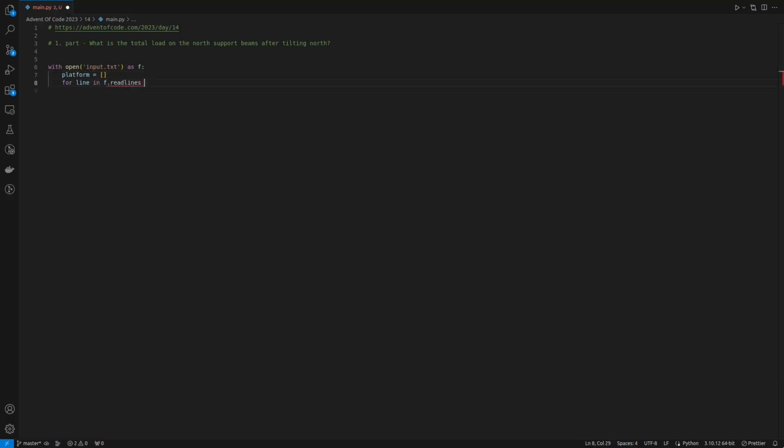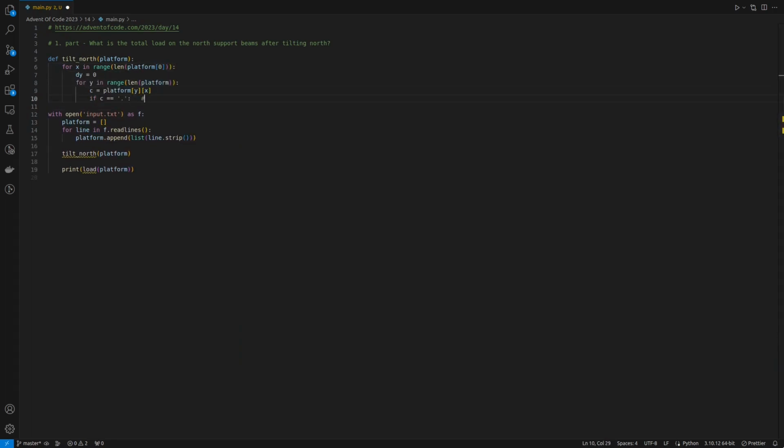First, I read the input line by line into a 2D array. Then I tilt the platform to the north. If I'm in an empty space, I increment the slide counter dy.